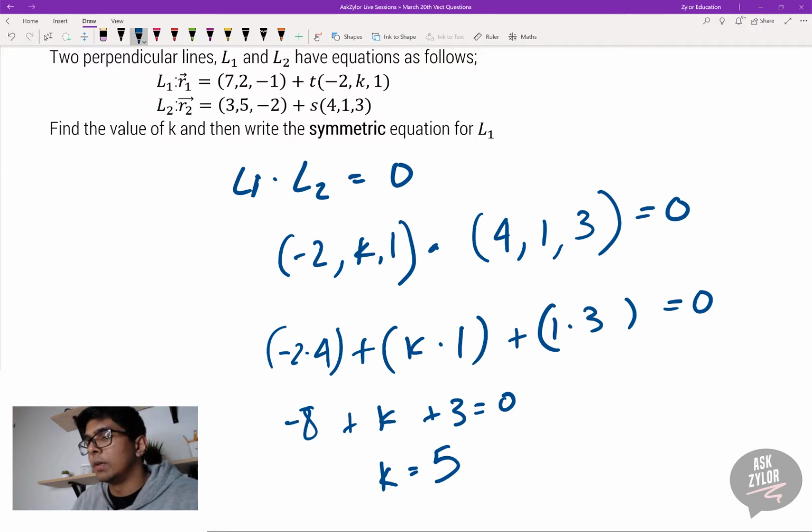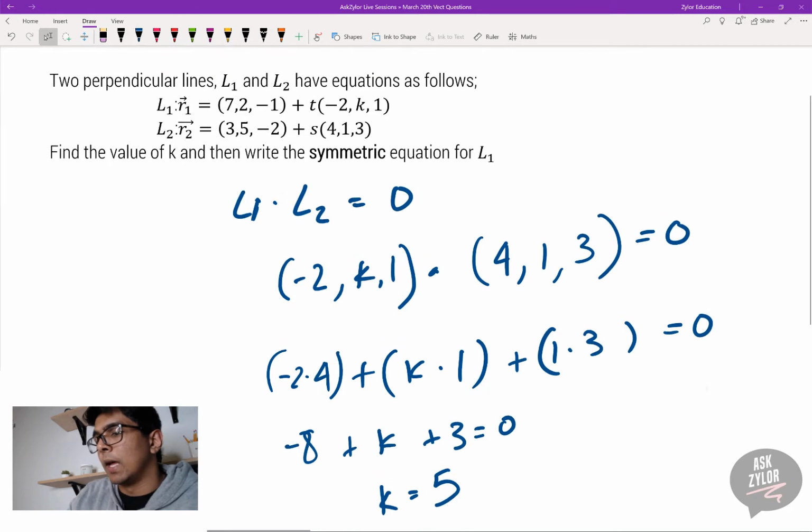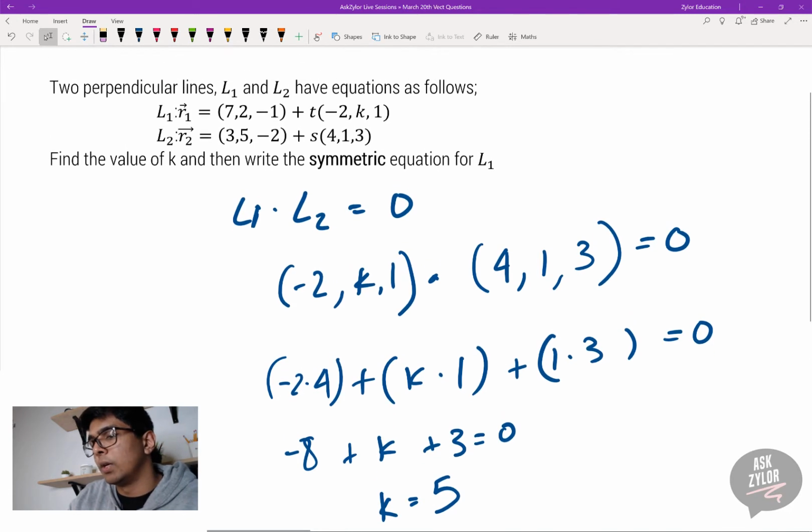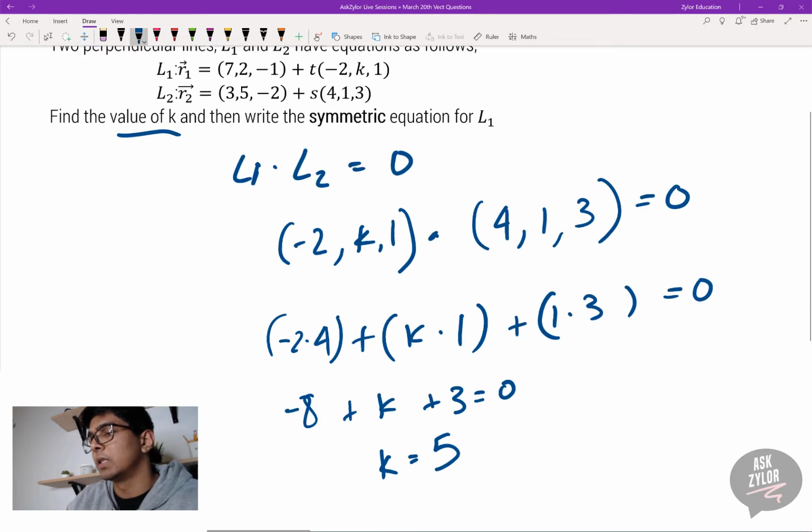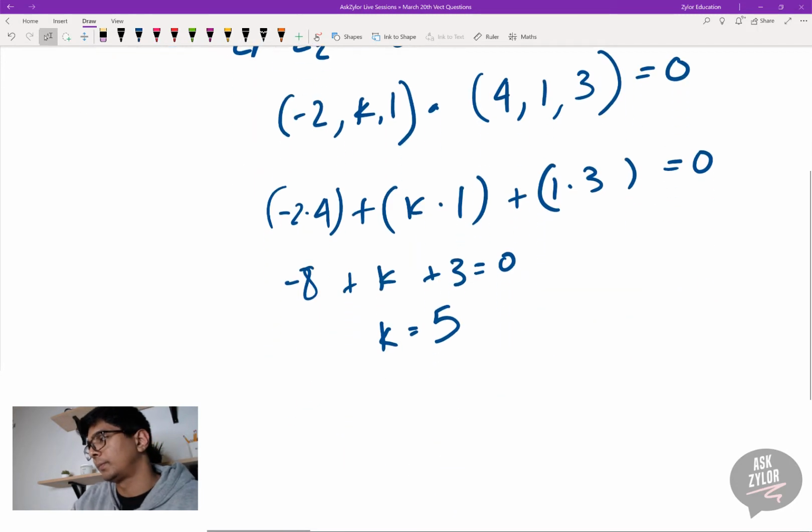So what we're doing is we're going through some vectors questions. We've solved part of it. We've found what k is. Find the value of k. We've done that. But they're saying write the symmetric equation for L1.